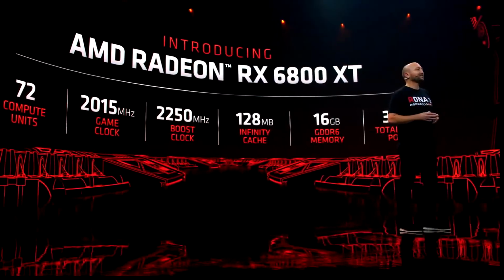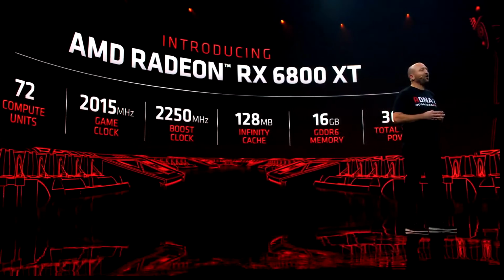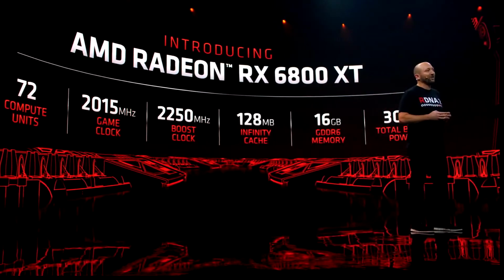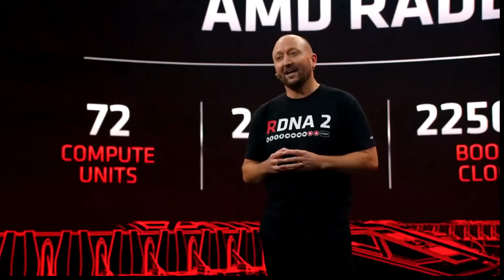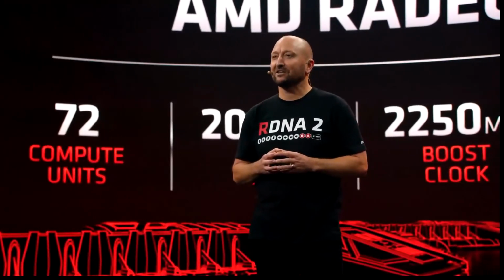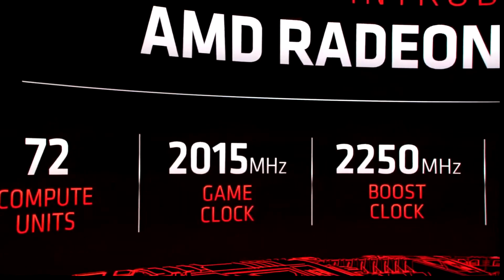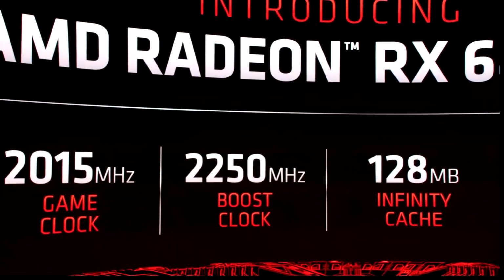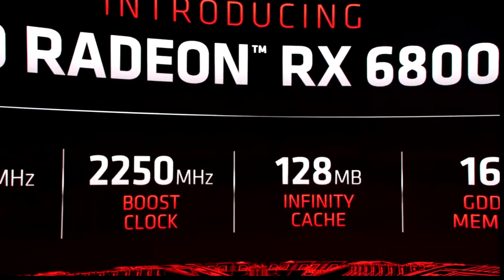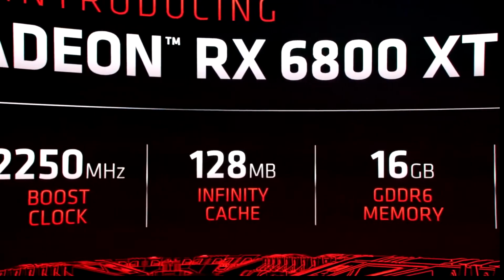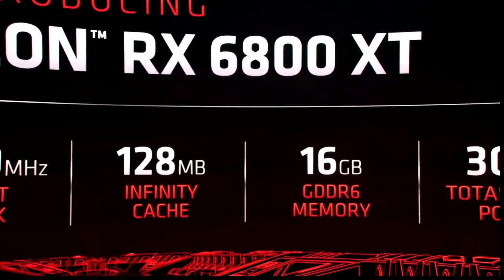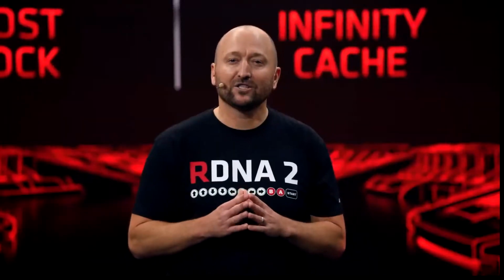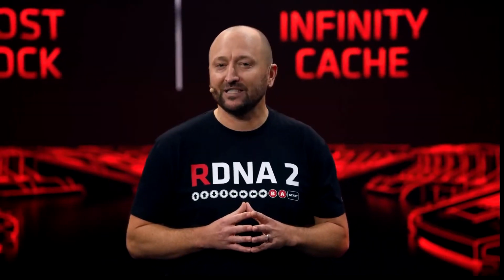The 6800 XT is purposefully designed to play all of your favorite AAA games at 4K and below resolutions, and at the highest quality settings available. It comes with 72 compute units and runs with a game clock of over 2 gigahertz. This card features a 2.25 gigahertz boost clock that pushes some of the highest frequencies we've ever achieved, all thanks to the incredible work done by our engineering team on the RDNA2 architecture.